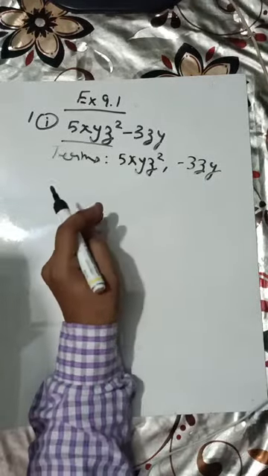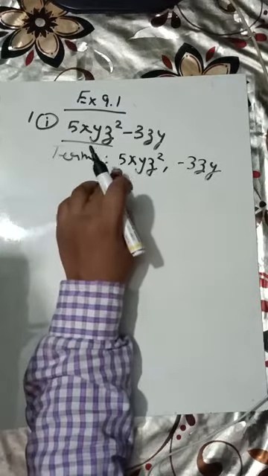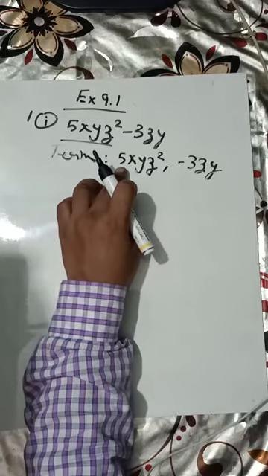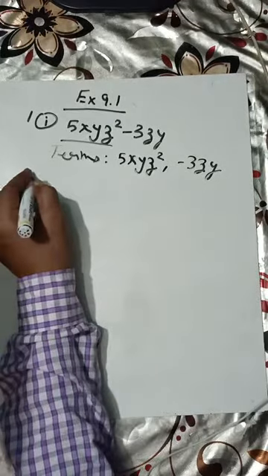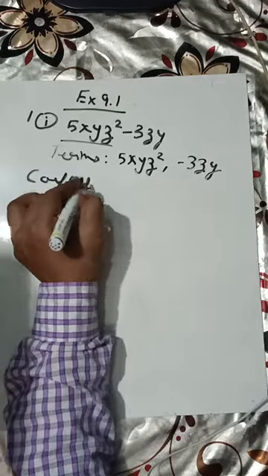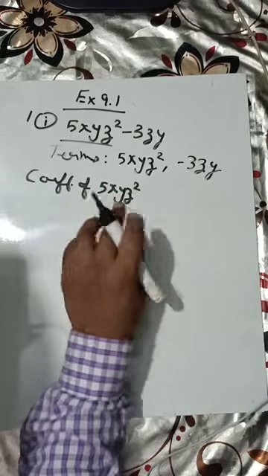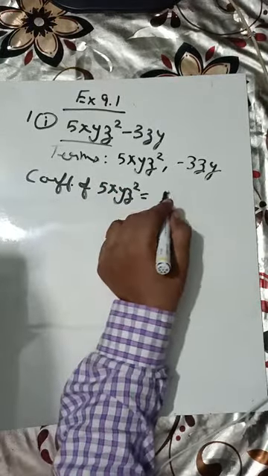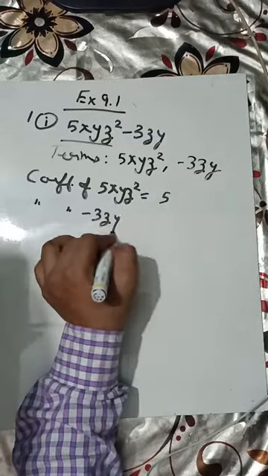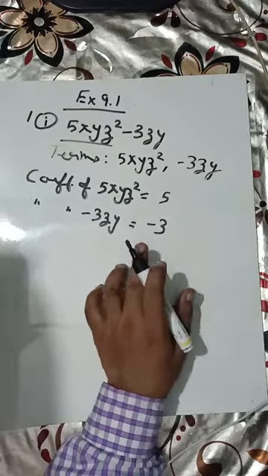See, when we talk simply about coefficients, we mean the numerical coefficients. Okay. So if we are saying only coefficients, the coefficient of 5xyz square is 5, and the coefficient of minus 3zy will be what? Minus 3. So this is a complete answer.